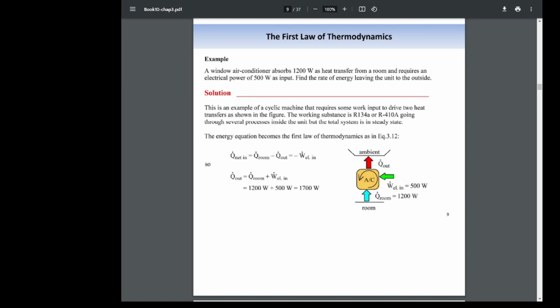But another way we can think about this one is, here's the rate of heat leaving, and that's going to be equal to whatever heat's taken out of the room, essentially, and the electrical power used to run the air conditioner. So if you add those two together, you have a diagram like this. I think it's pretty easy to see. This is what's coming in, this is coming in, and this is what's leaving, and that's equal to the total.